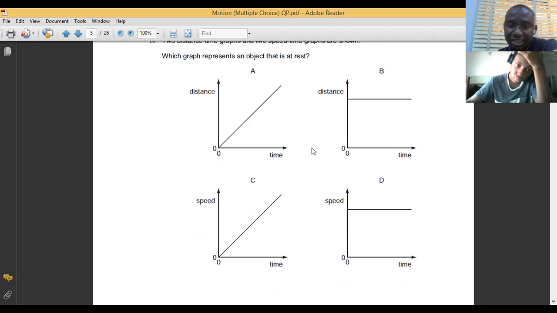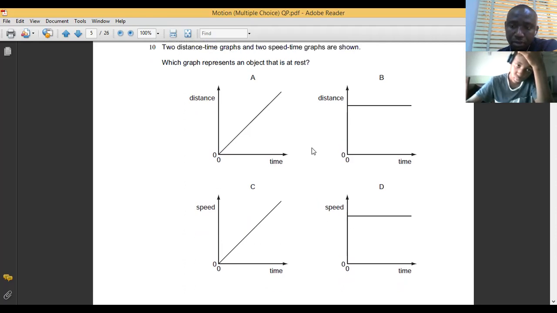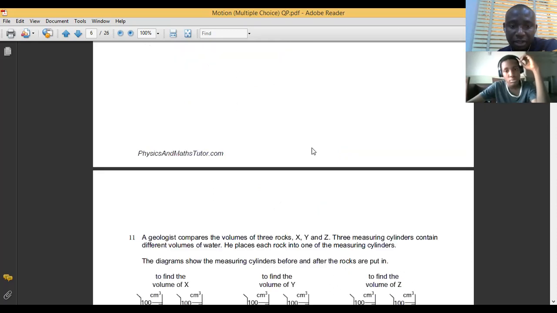Why didn't you say D? D was dealing with speed. And this one shows that the body is moving at a constant speed. All right. That's awesome.